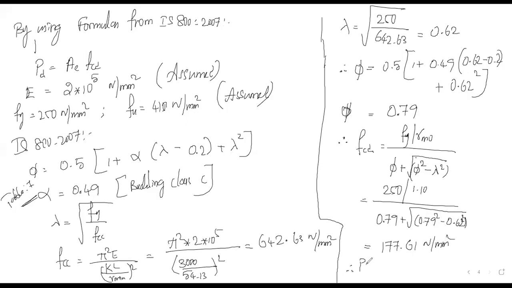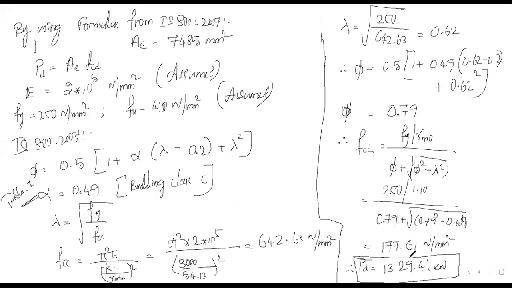Therefore, PD becomes, so AE value we know from the handbook we have calculated as 7485 mm square, multiplied with 177.61. The answer becomes 1329.41 kilonewton. So this is the value of design strength.